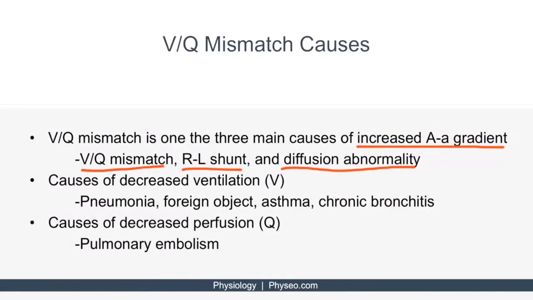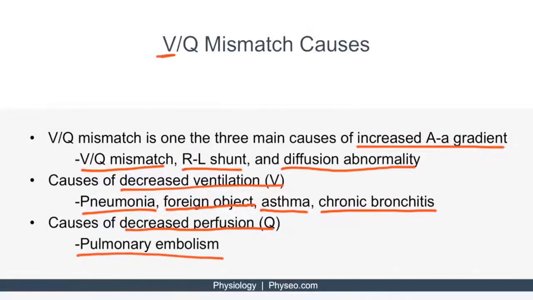Now, focusing on just the ventilation part for a second, the main causes of decreased ventilation are pneumonia, which blocks air from entering the alveoli, and a foreign object can also block air from entering the alveoli. Asthma does the same thing, as well as chronic bronchitis. As for decreased perfusion, one of the main things that can cause decreased blood flow to the alveoli is a pulmonary embolus, which we just discussed.